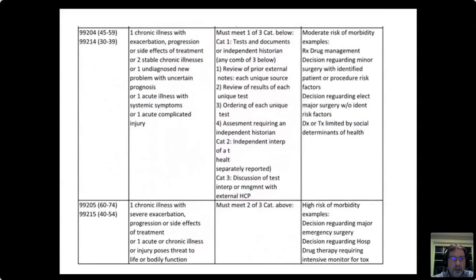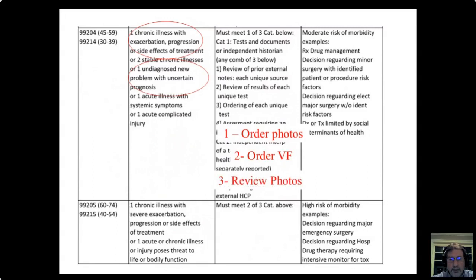So let's just go through this and code this with the new system right now and see where we're at. Here we have one undiagnosed new problem with uncertain prognosis. So I would say even though the optic nerve drusen is an established problem, the retinal hemorrhage or the nerve hemorrhage is an undiagnosed new problem. So I think we would be good there with a level 4. Or we could call it one chronic illness with exacerbation or progression, because she had the chronic illness, but something changed there. So we have some progression. Here we ordered photos. We ordered a visual field, which she's going to come back and do. And I reviewed the photos that day in the office.